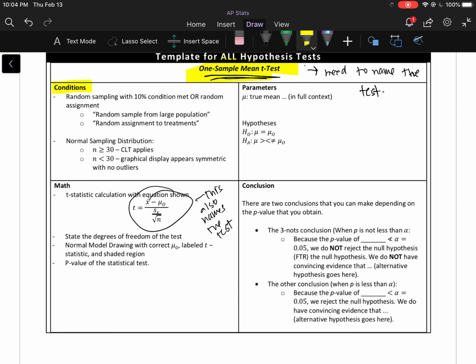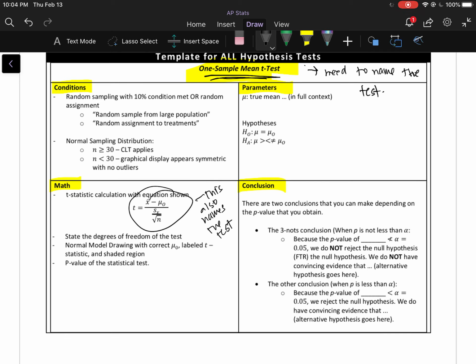Then the template is divided into 4 parts. Part 1 is our conditions, then our parameters, our math, and then the conclusion. Our conditions include random sampling with 10% condition met, or it's a random assignment. So if the problem says SRS, then you're fine. If it wasn't an SRS, but the population was small enough, so if the sample was small enough in comparison to the population, then it's fine.